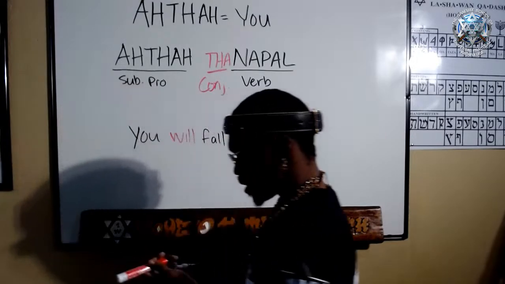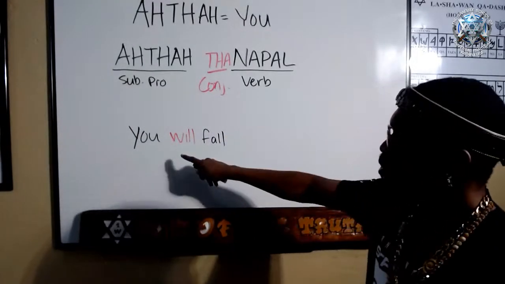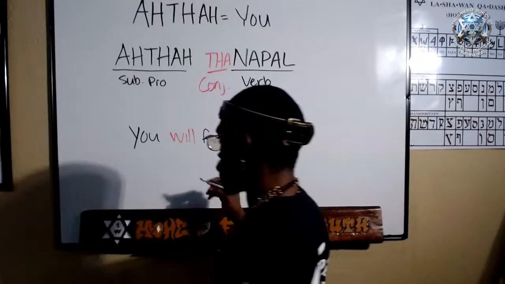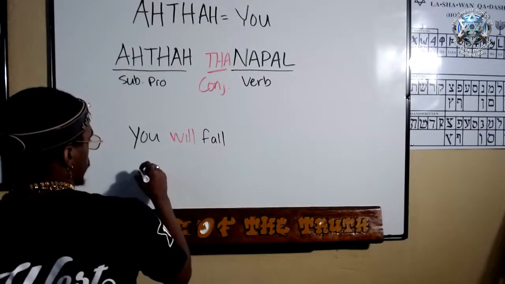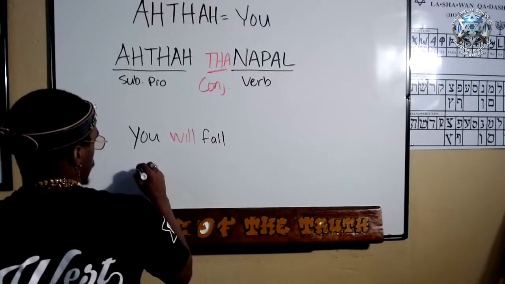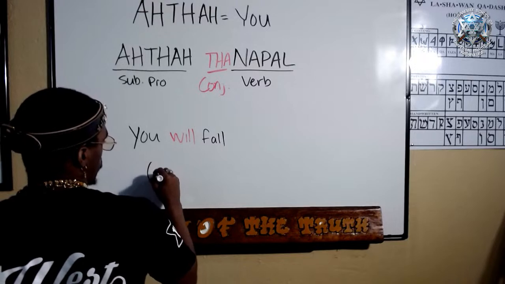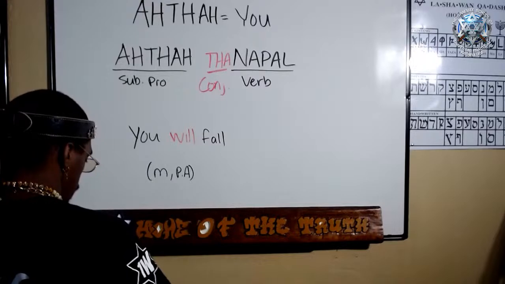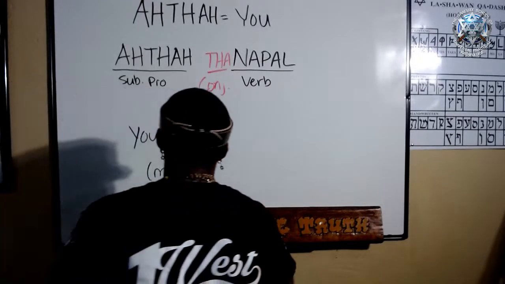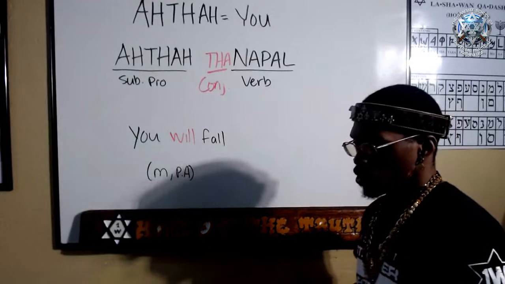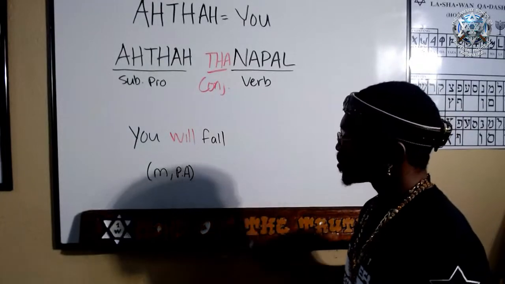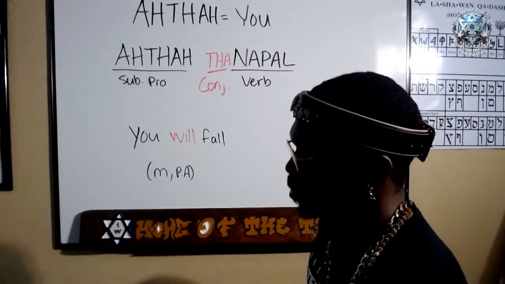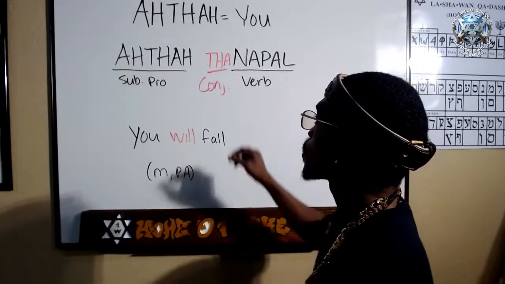Right? Now, we went over this last week. "You will fall" is masculine, or coming from a place of authority. So we have masculine, or a place of authority. But what if a woman is talking to a woman, or a man is talking to a woman?